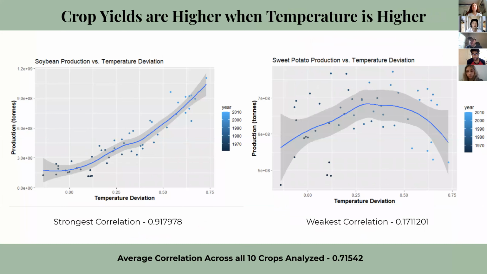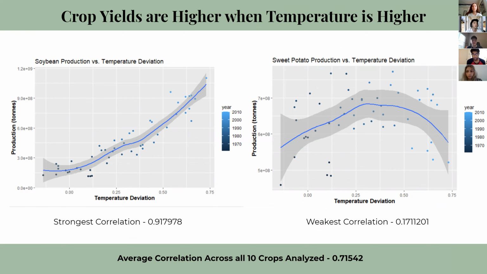The final area of analysis is determining if global warming plays any role in the ability to grow and harvest food. To do this, we took the top 10 grown crops globally and analyzed them against the temperature data for each year. And in doing so, we found that crop yields tend to be higher when temperature increases.